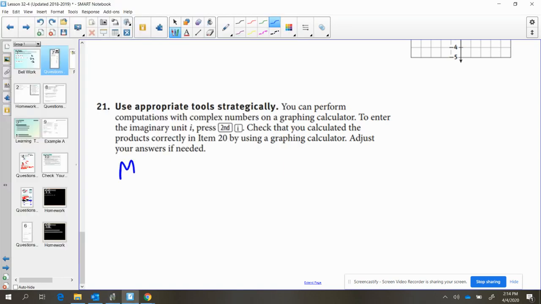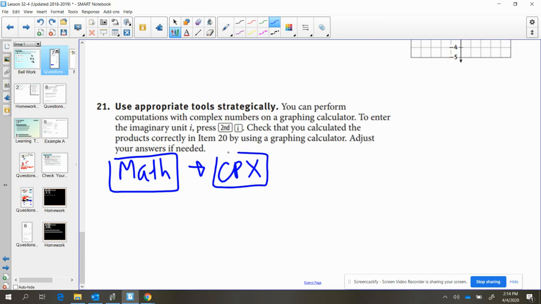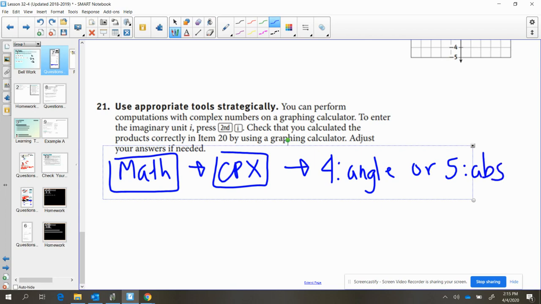It is the math button, followed by you scrolling over to the CPX option, the complex option, and then either choosing number 4, the angle, or option 5, the absolute value. So again, this is going to give you your argument, and this is going to give you your absolute value. The reason I wanted to bring this up is because it is going to help us quickly go through some of these examples so you don't have to do all this work by yourself.